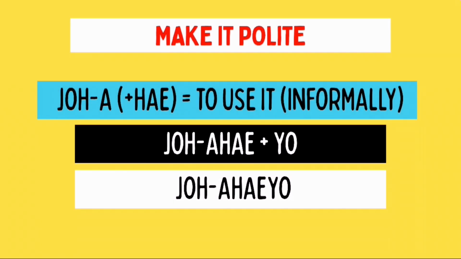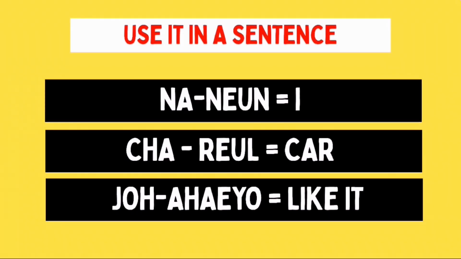The last part of the sentence is joayo. Take note, we started with our word for today, which is joah. And then, we added he to use it in an informal speech. So it will go like joah-he. And then, to make it a little bit polite, we'll be adding yo. So that's joah-he-yo. Joayo. Again, nanun means I, 차를 means car, and joayo means like it. So the sentence means, I like that car.